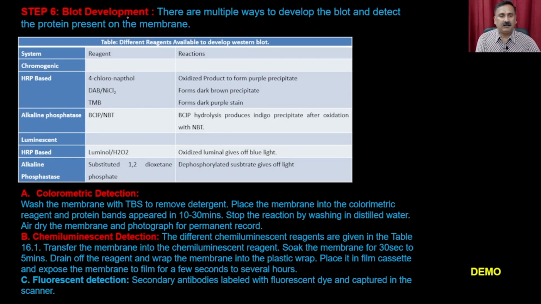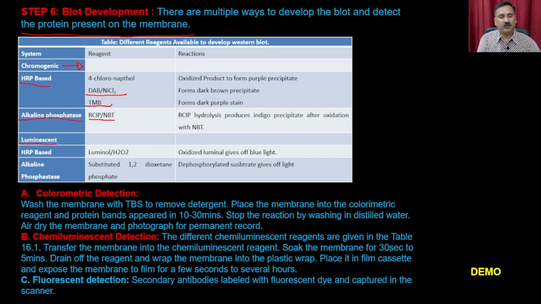Depending on the enzyme, as well as the different options, you can use multiple ways to develop the blot and detect the protein present on the membrane. For example, in the HRP based system, you can use the chromogenic substrate or you can use the luminescence substrate. If you want to use the chromogenic substrate, which is going to give you color, you can use DAB or TMB. For alkaline phosphatase, you can use the BCIP and NBT system.